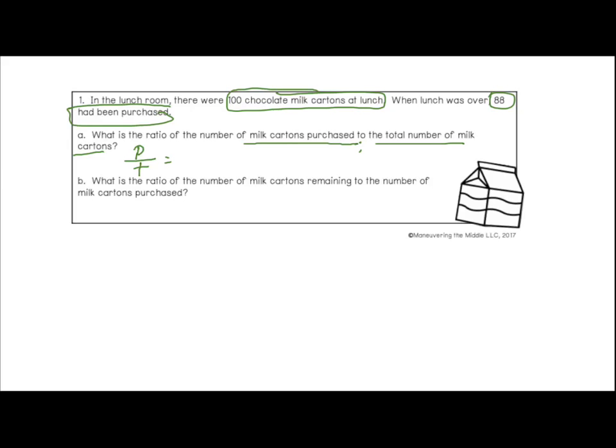Well, it tells us that 88 of them had been purchased and that there were a total of 100 when we began. Order matters. It asked me for purchased first, so that's what I give them first in my ratio. Then it asks for the total number. Now, I know I can simplify this by 4, so I'm going to do so. So that's going to give me a 22 to 25 ratio.